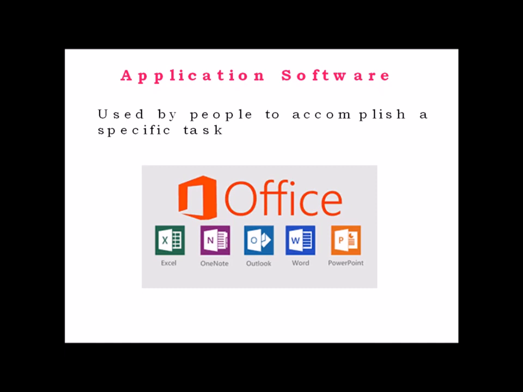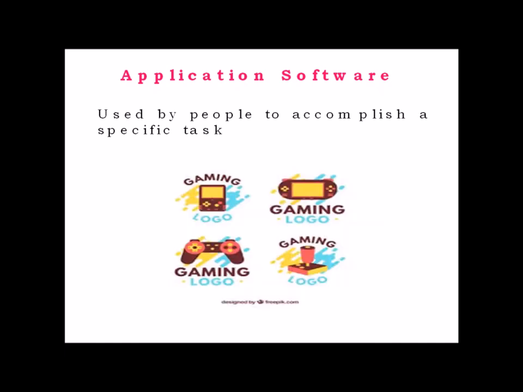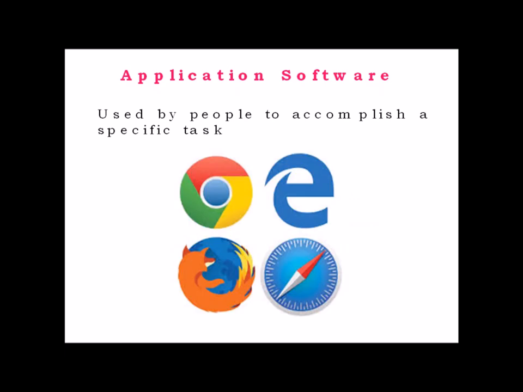Application software. The software that performs specific tasks for the user is known as application software. Application software helps us in doing specific types of work. For example, when we want to draw something in a computer, we can use an application known as Paint. That's why we say that application software is used by people to accomplish a specific task. Examples of application software are the Microsoft Office package, game software, and web browser.